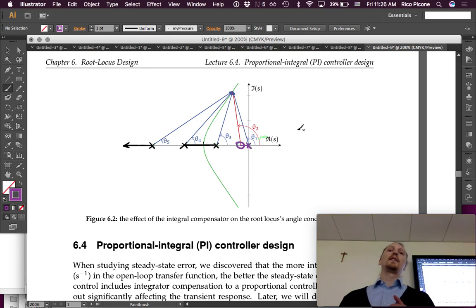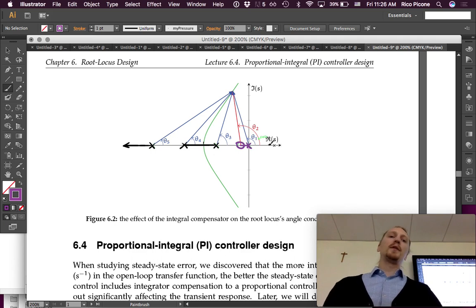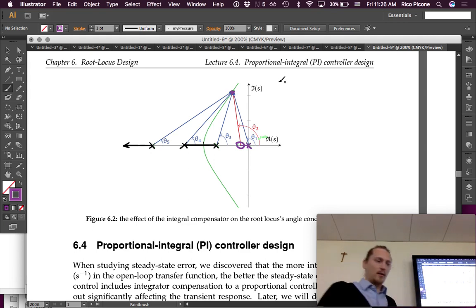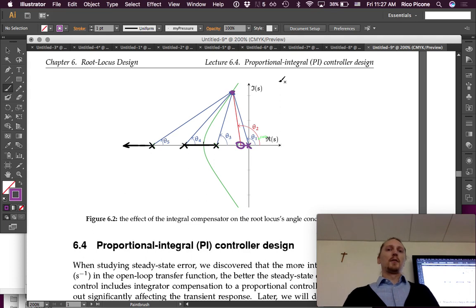And the reason for that, let's think about the angle criterion for this. You can draw a vector from each of these poles and zeros to a test point on the root locus. And at every point on the root locus, the angle criterion has to be satisfied. The angle criterion is that if you sum the angles from the zeros and you subtract the angles from the poles, you have to add up to pi, right? 180 degrees plus or minus 2 pi times whatever.